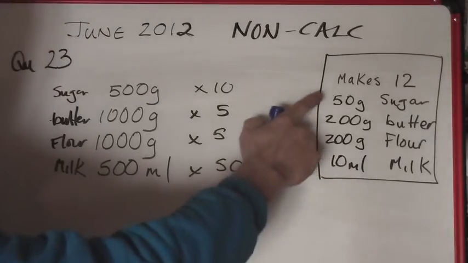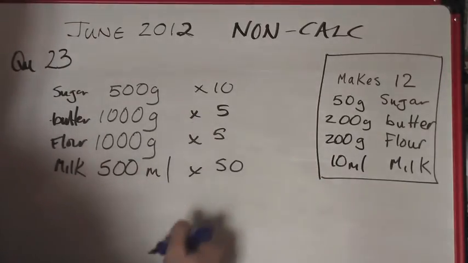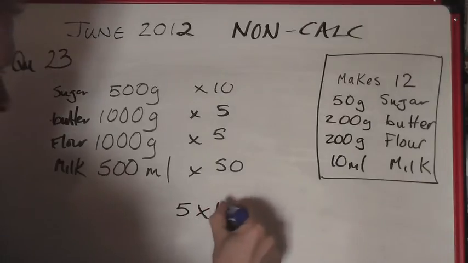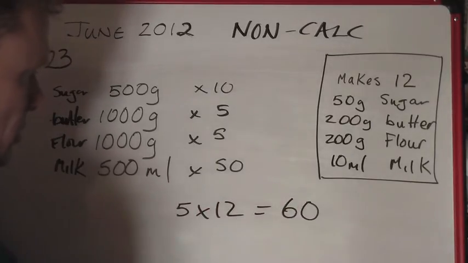So the recipe makes 12. We've got enough to do 5 times the recipe, so we can do 5 times 12. We can make 60 shortcakes.